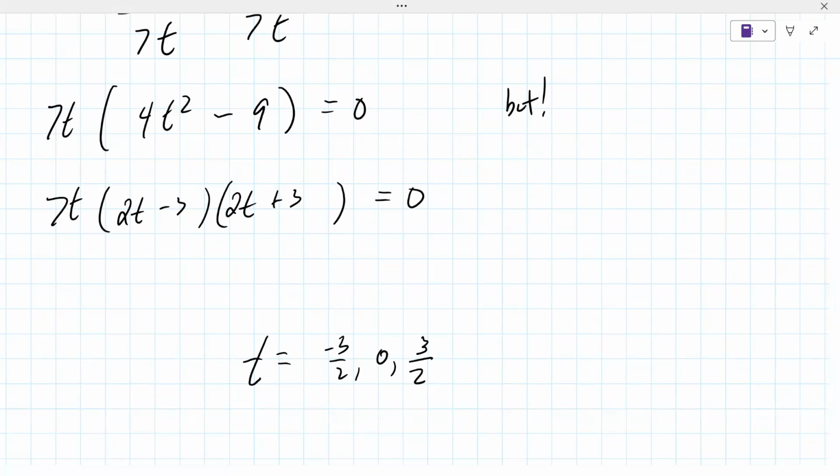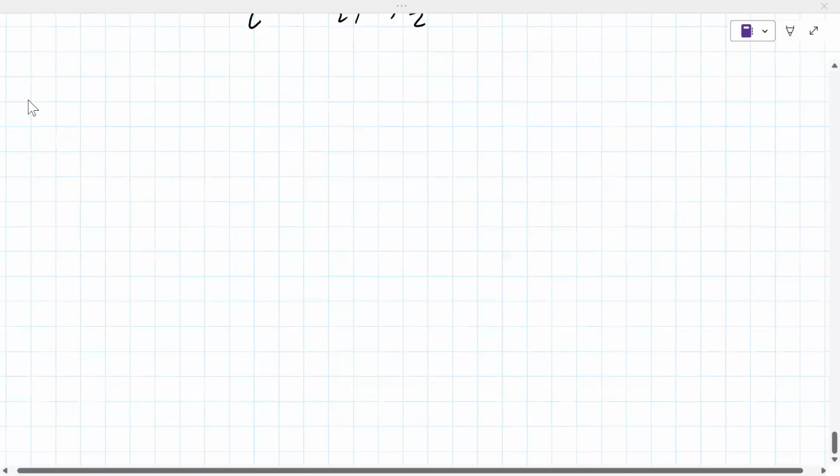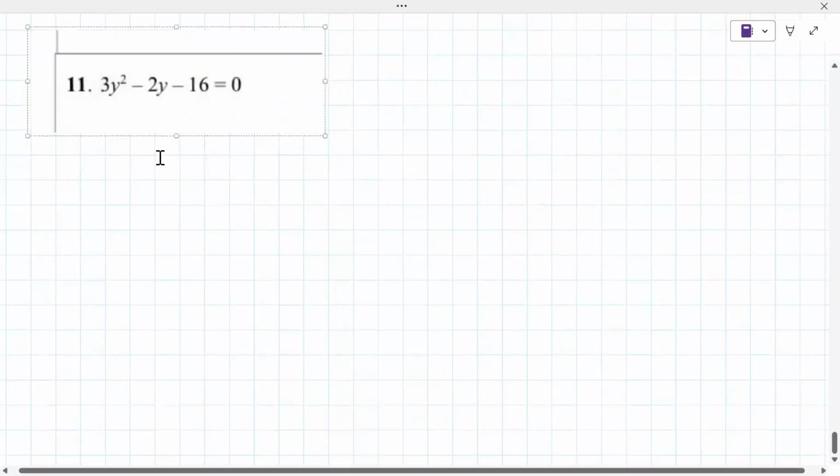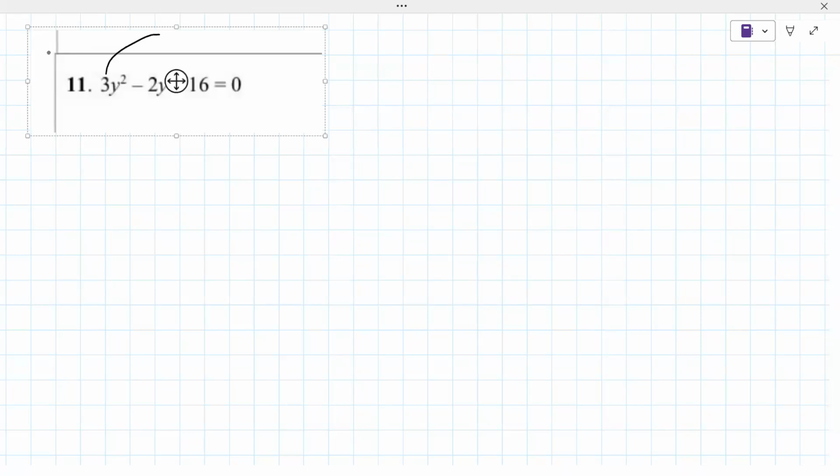Number 11 is the next one I see. If you don't like the variable, you can always change it. It's a dummy variable, so it can be whatever you want. Is there a GCF? Is there a number that goes into all three of these? Nope. So this is the worst type. This is the grouping type. You have to take that 3 and multiply it by the last.